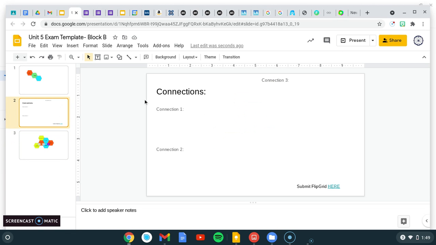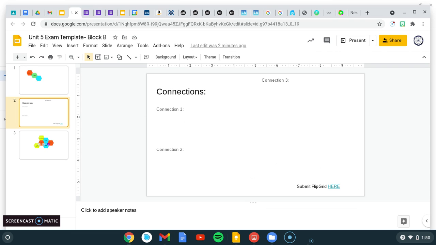You may write the connections and explain them in written form, or you may explain it to me verbally using a Flipgrid. So the link to submit your Flipgrid is here. Regardless of whether you choose to write or explain verbally, you are going to be creating CER arguments to explain and defend why you connected two terms.